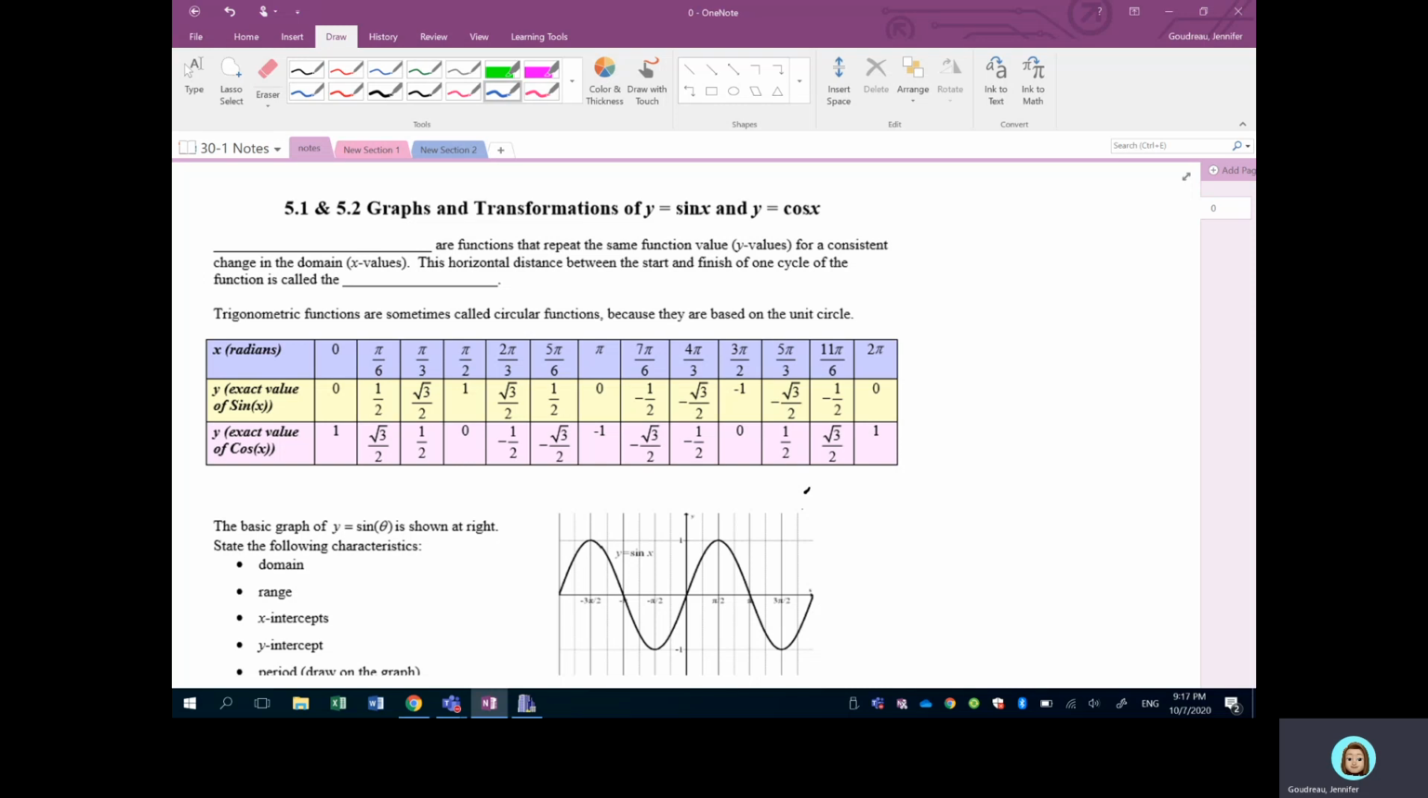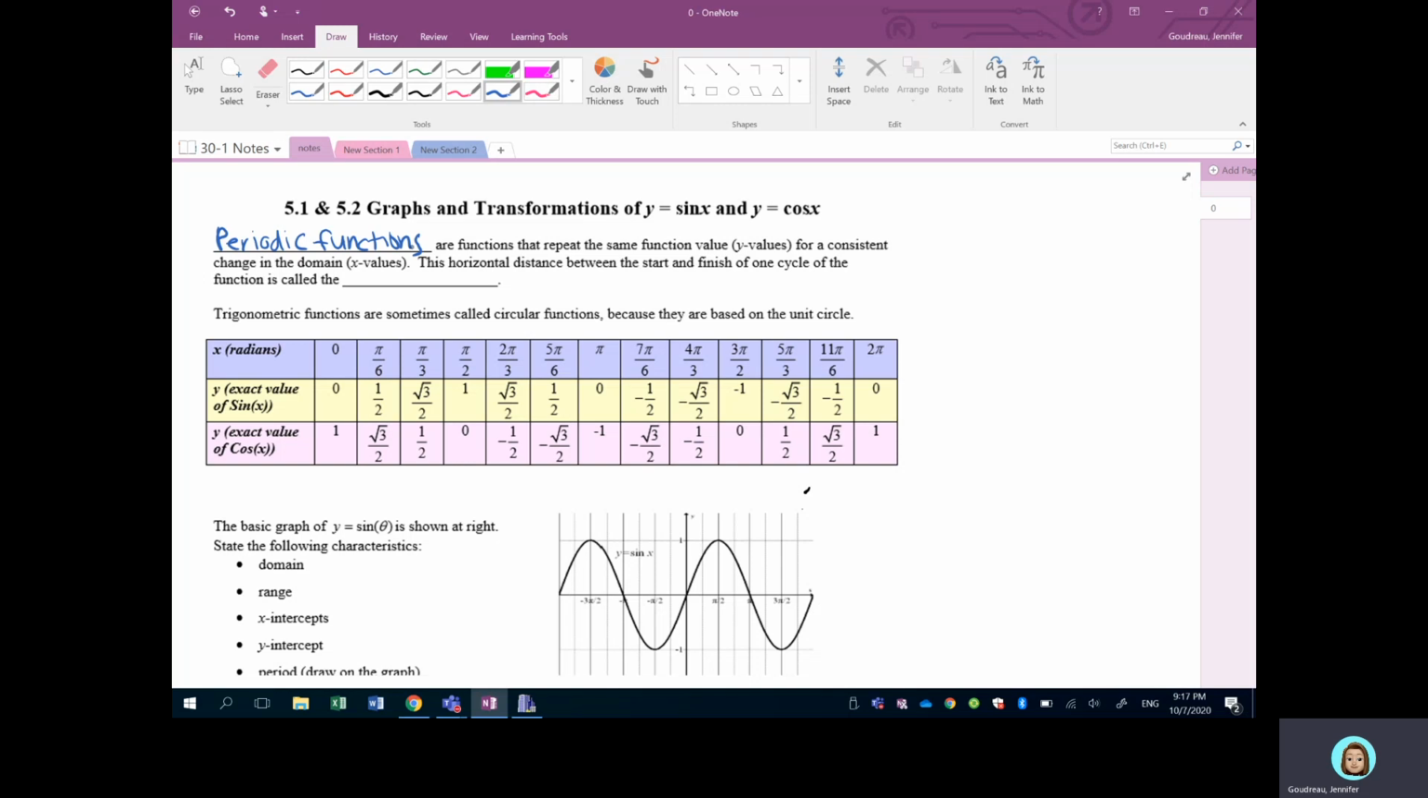They are what we call periodic functions. We're going to fill in this blank here. Periodic functions are functions that repeat the same function value, so the same y values, for a consistent change in the domain or x values.